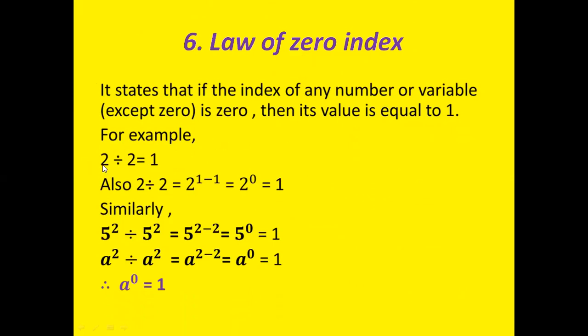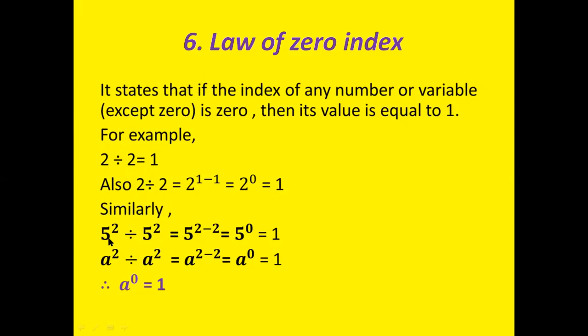For example, 2 power 1 divided by 2 power 1. This means 2 divided by 2. In general division, when you divide 2 by 2, the answer is 1. But by another law of indices, when you divide, we subtract the powers: 1 minus 1 is power 0. The question is the same, so the answer must be the same. Here the answer is 1, and here it is 2 power 0. To make the answers equal, 2 power 0 is also 1. That's why 2 power 0 is 1.